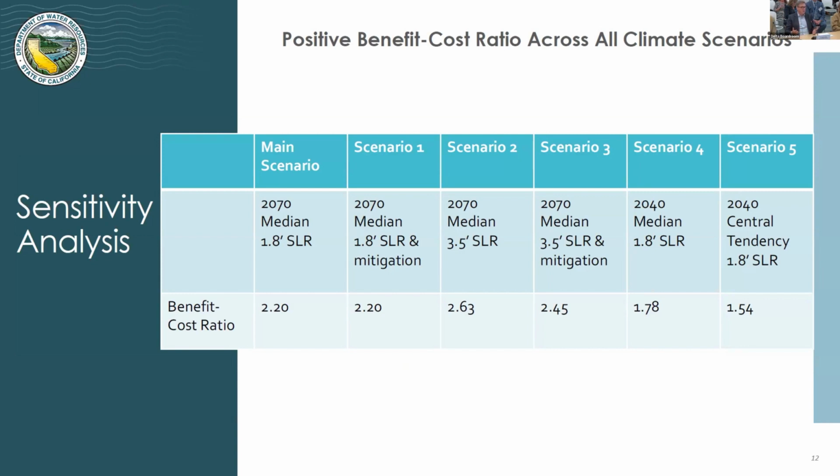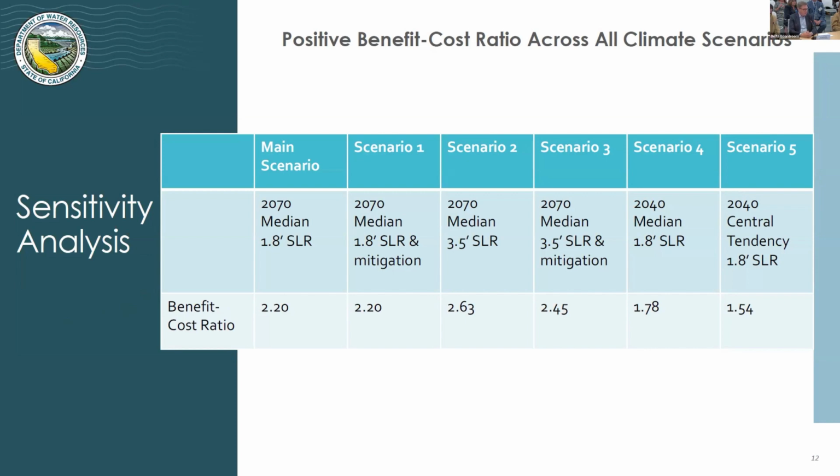In scenario 2, we're looking at the same year, 2070, which is within the operating life of the project, same climate assumptions, but we're assuming 3.5 feet of sea level rise instead of 1.8. So more sea level rise means the without-project deliveries are even lower. With-project deliveries are about the same. So the benefit-cost ratio is even higher in that case because there's more water preserved.